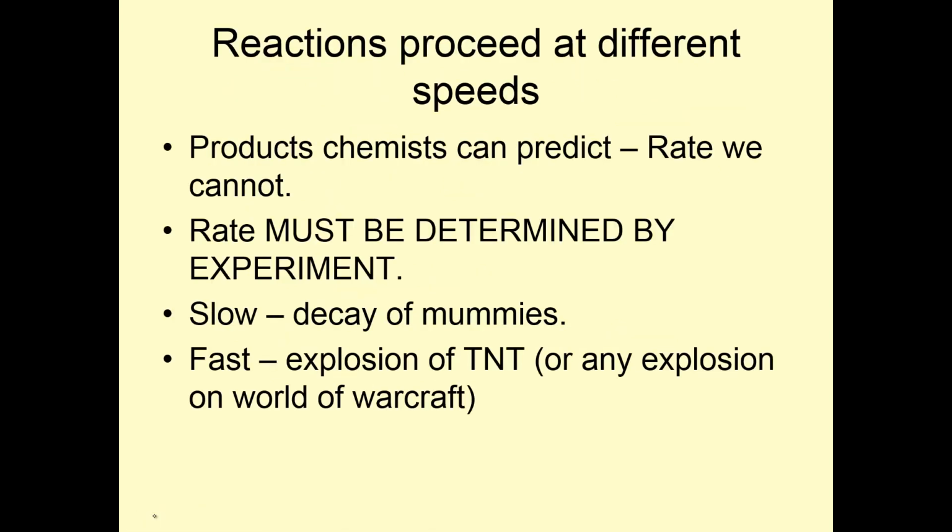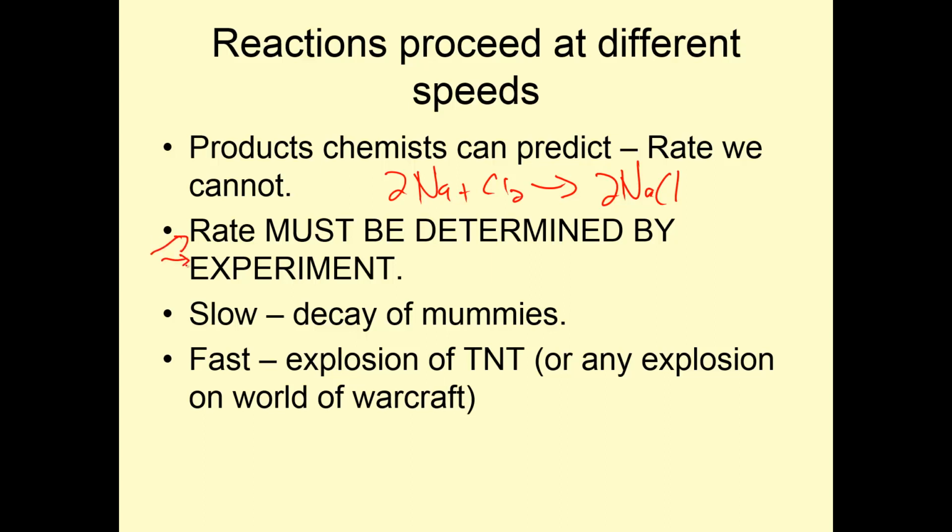Reactions proceed at different speeds. I don't think this is anything too crazy. Products, chemists can predict. So if I say Na plus Cl2, you guys with your amazing powers can say NaCl or balance it and do that. Rates, there's not a good way of predicting it. You actually have to try it. Maybe someday someone will be able to look at it and go, oh, this will be faster, but it's not done much. So the only way to determine rate is by experiment.